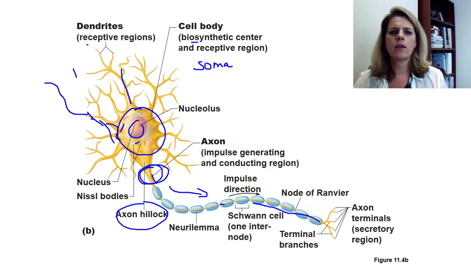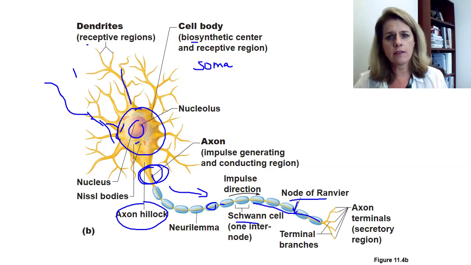Okay? Now, along your axons, you'll have these blue things. These are called Schwann cells, and we'll talk about what they are. Basically, it's myelin wrapped around the axon. I'll talk about that in just a minute. And then between these Schwann cells, you have little gaps. These are called nodes of Ranvier, and they help propagate action potentials. It kind of keeps the action potential going down the axon in the right direction.